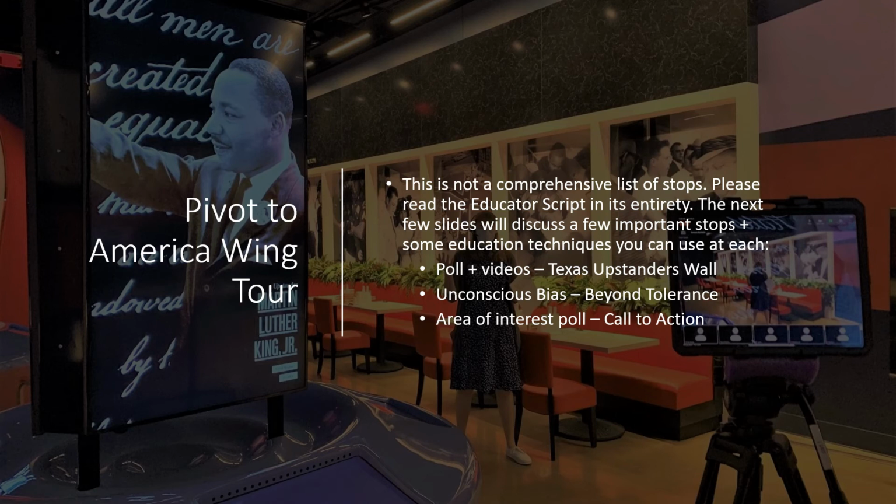A reminder, you must read the educator script to know where your stops are, but here is an example of 3 different stops in the Pivot to America Wing Tour and the education techniques that you can use at each. We'll first look at how to start polls and videos in the Texas Upstanders wall, how to talk about unconscious bias at the Beyond Tolerance Theater, and how to encourage students to vote in a poll at Call to Action.